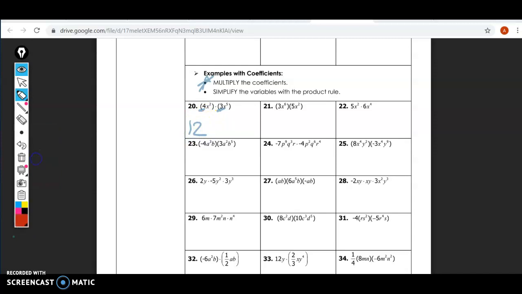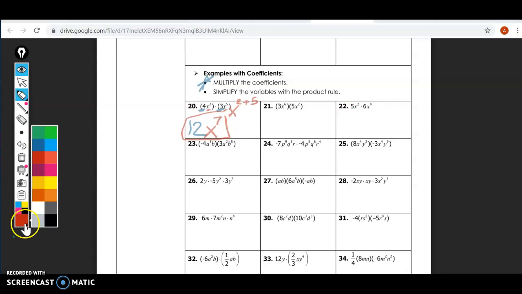Then my base is still x, because the x is what's attached to the exponent. The base is not 4, the base is not 3, the base is x in this case. So then on the side, I'm going to take the base and add the two exponents together, 2 plus 5, to make 7. So your answer is 12x to the 7th power.